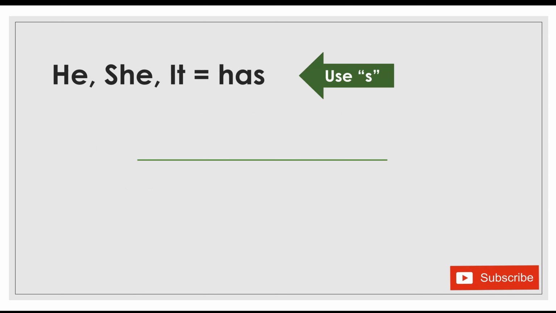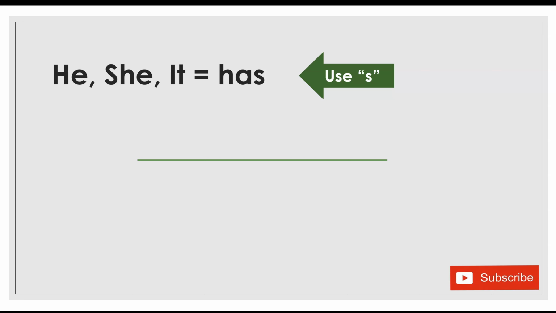So if I use he, she, it, so one man, one woman, or one thing, I need to use has. That means I need to use an S. Okay, you need to be careful with the spelling. It's H-A-S.